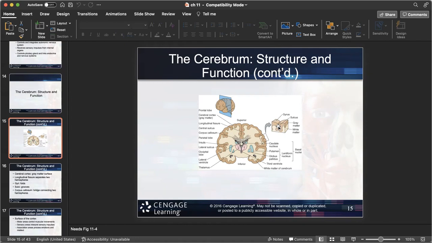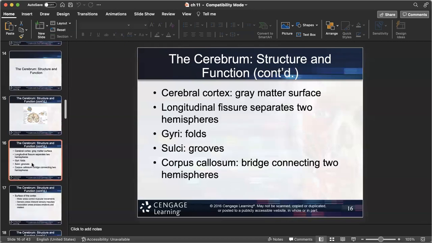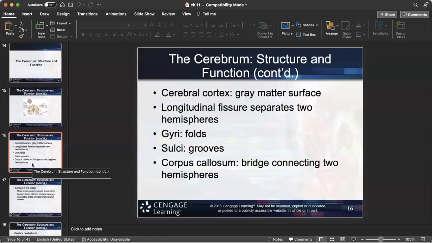The corpus callosum is a really important structure that connects the right hemisphere, so the right half of the brain, so to speak, to the left half of the brain. Damage to the corpus callosum will result in significant incoordination issues in the patient. So here's the corpus callosum represented by this arrow over here. And everything I said in word form for you.